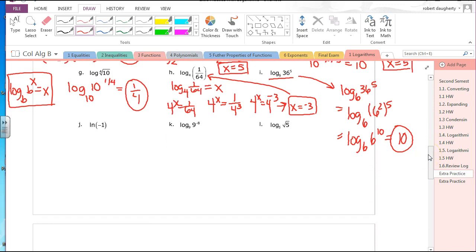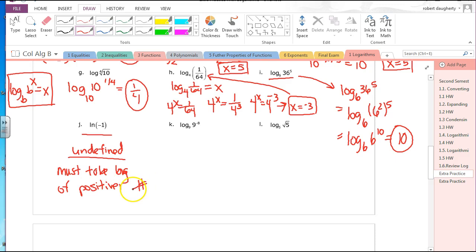The log of negative 1 is undefined. You can only take the log of a positive number. Remember that the domain of the logarithm is 0 to infinity.